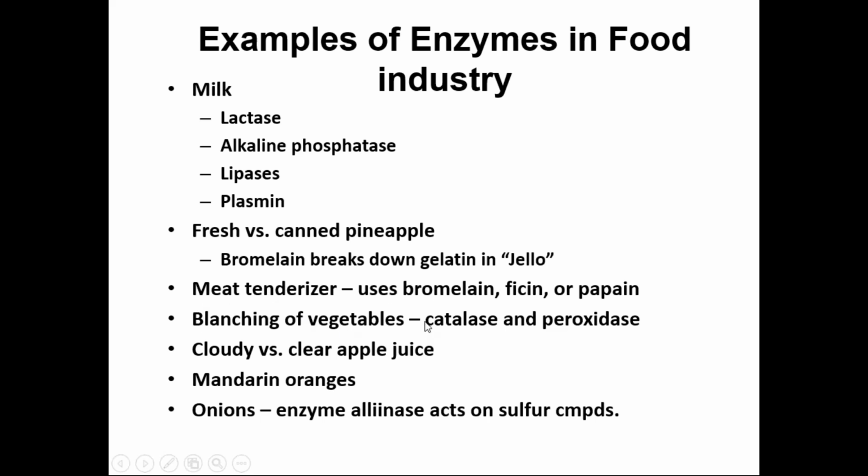When you do the blanching of vegetables, when you put it into boiling water and just remove it, it's called blanching. So what happens in blanching is actually you are inactivating the enzymes catalase and peroxidase, which can cause discoloration in the vegetables.